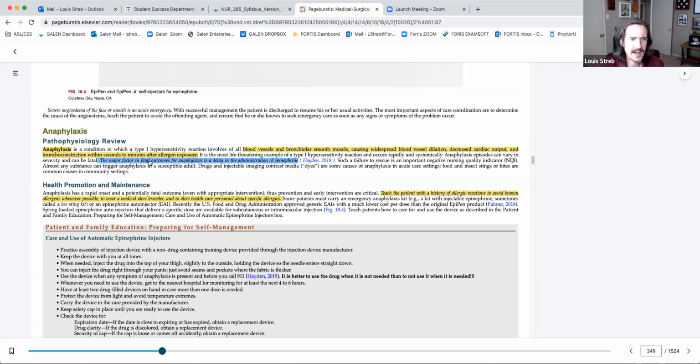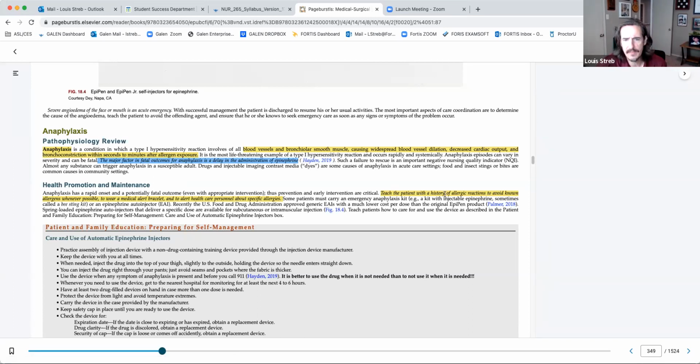So the major factor in fatal outcomes for anaphylaxis is a delay in the administration of epinephrine, because we know when we give epinephrine, it's going to cause bronchial dilation, and it causes some of that constricting to get the blood pressure back up as well. It's a really interesting thought when you really dive into it and figure out what's going on.